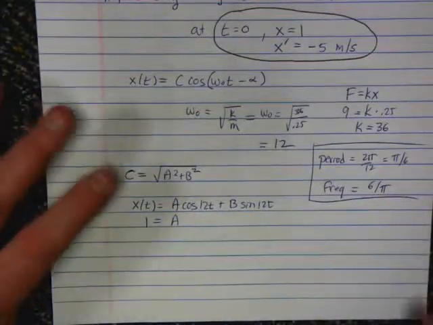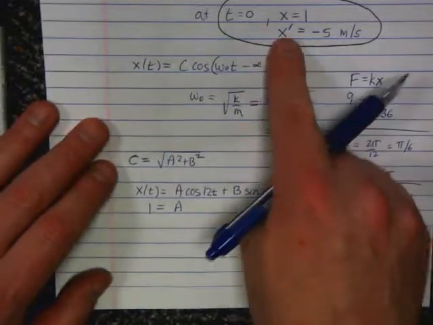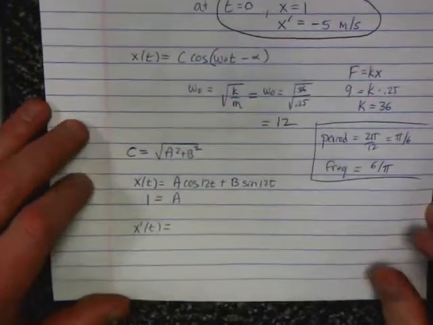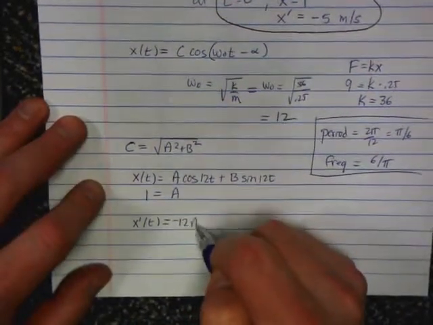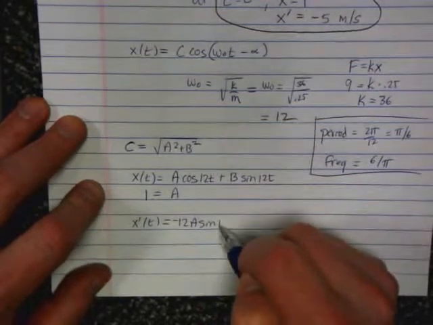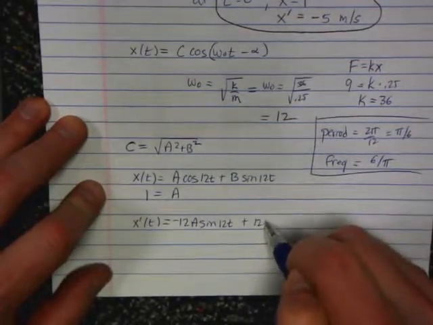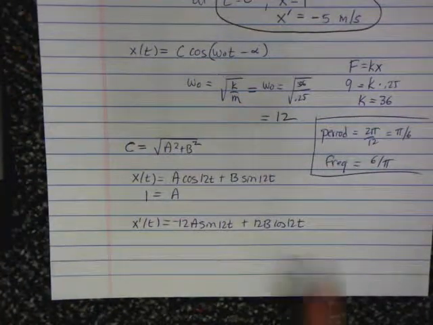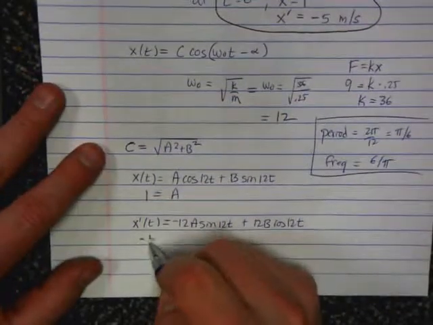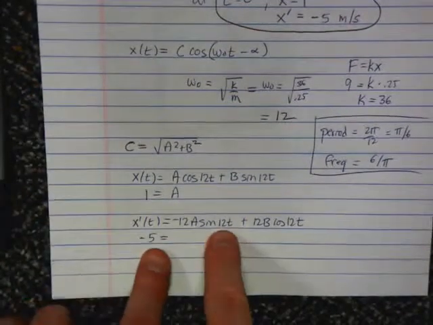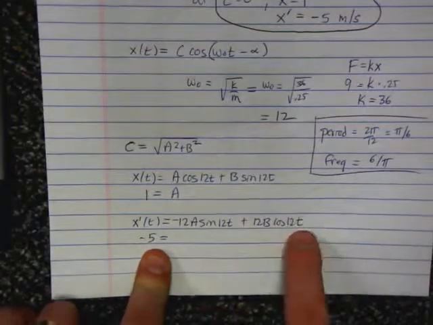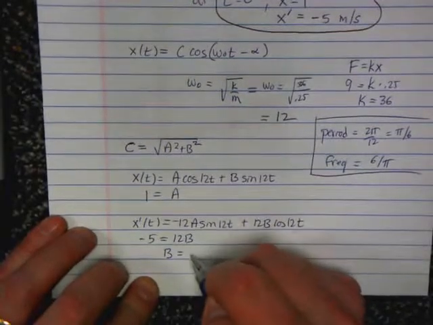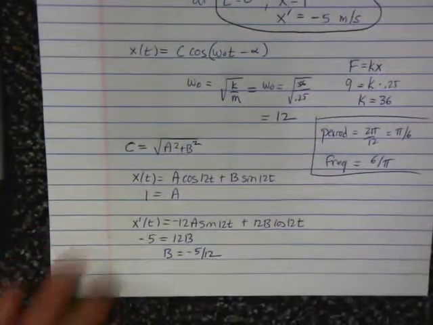Then I take the derivative and plug in. So x prime of t is negative 12a sine 12t plus 12b cosine 12t. I plug in this number. So negative 5 equals, when I plug in 0, sine of 0 is still 0, cosine of 0 is still 1, so I get 12b there. So b is minus 5/12.